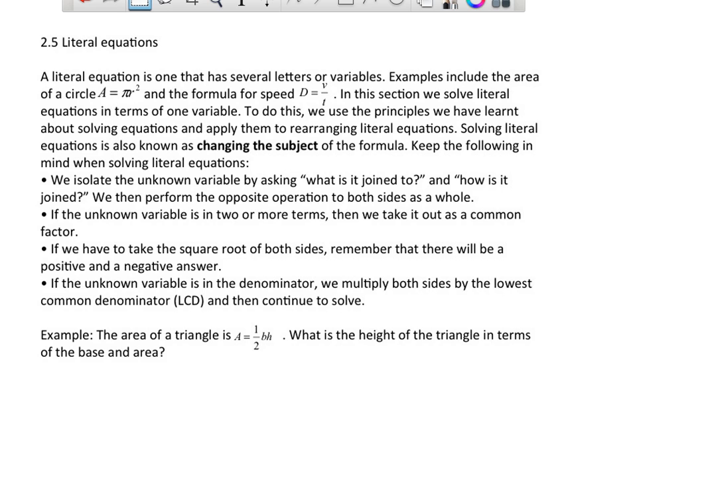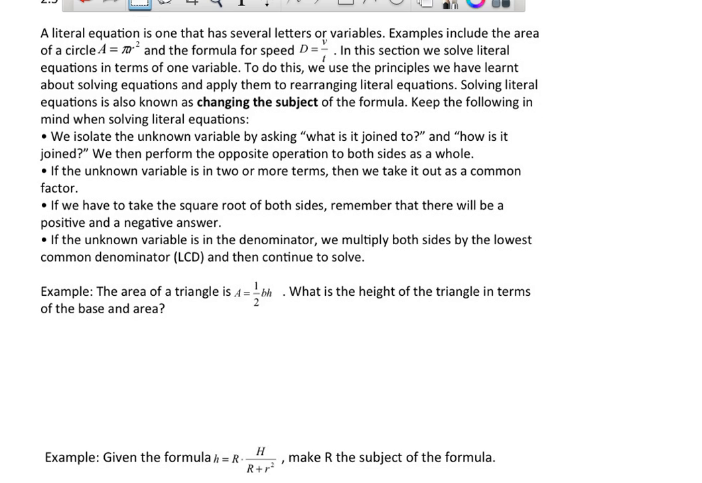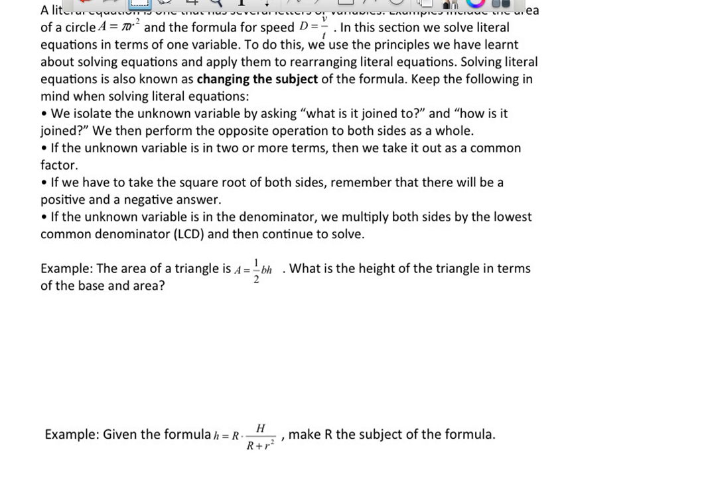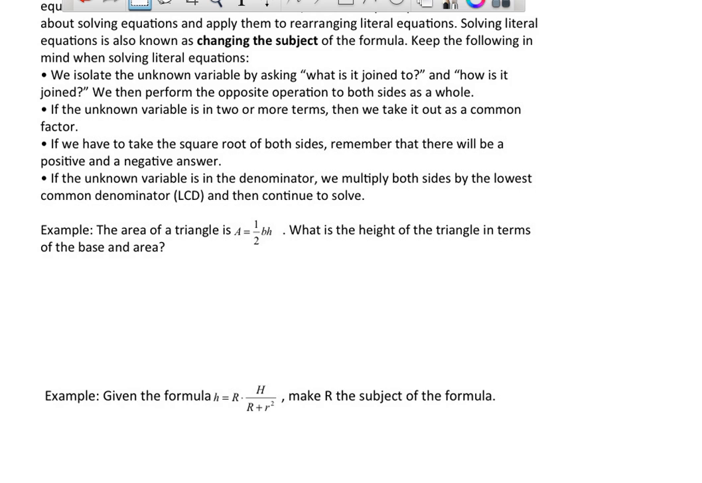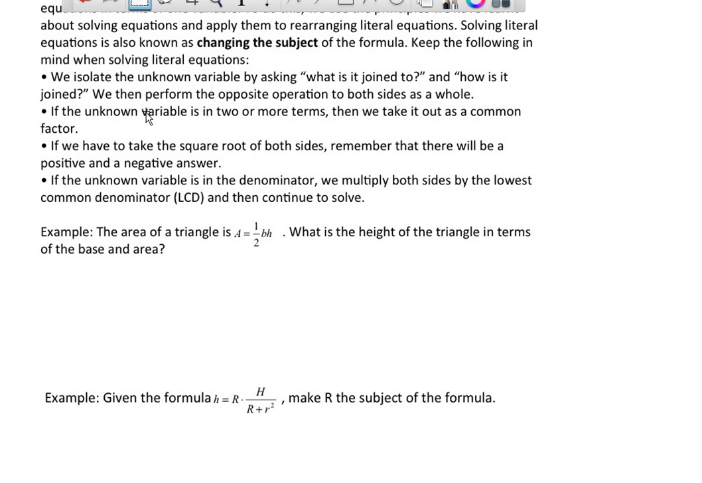You use the same principles as solving equations, and you've got to keep in mind a couple of things. The first thing that I would suggest is take a look at what variable we are interested in, and then figure out what it is joined to and how it is joined. Because if you want to isolate that variable, that's another way of saying solve for, or in here it says changing the subject of the formula. So these are all the same words or expressions that mean the same thing.